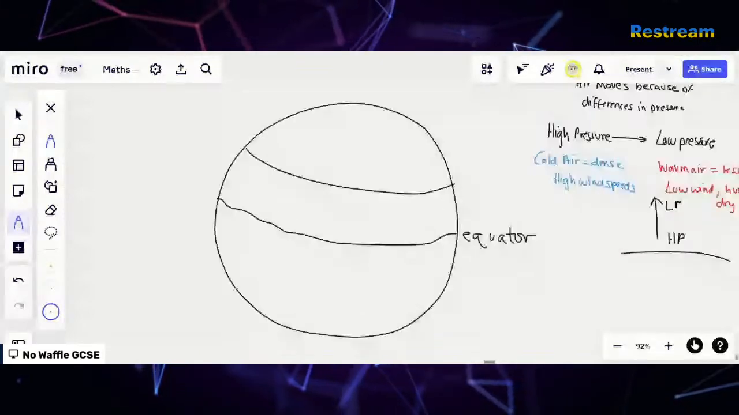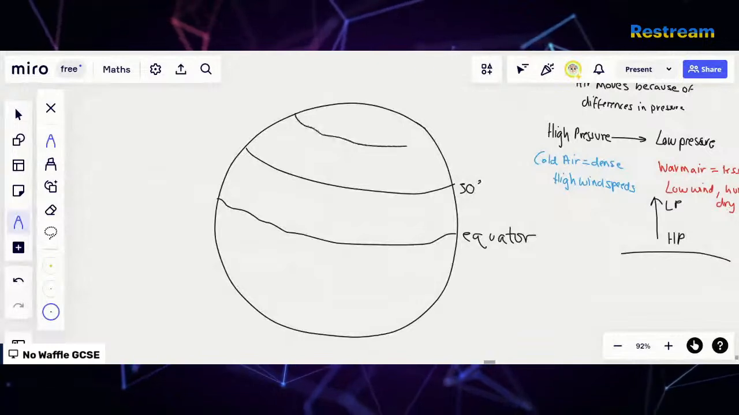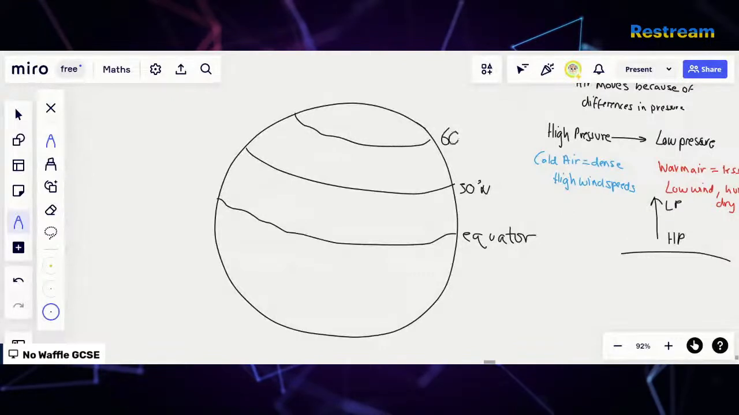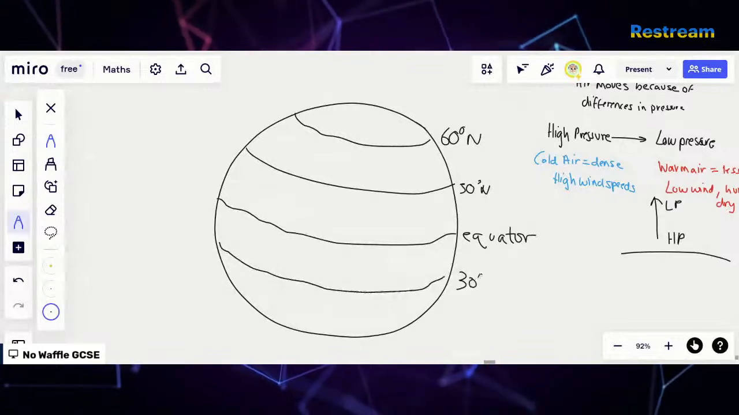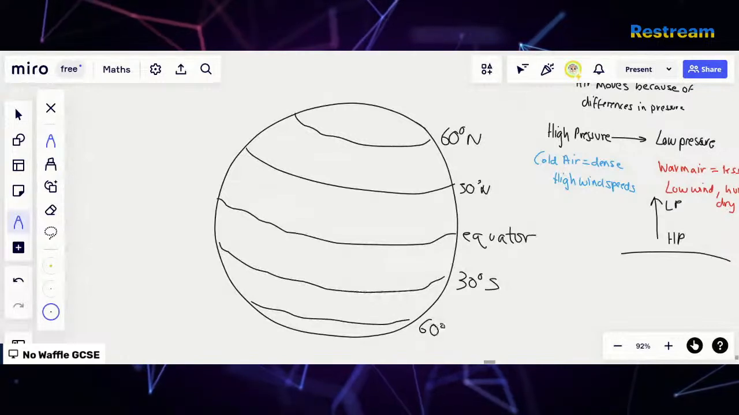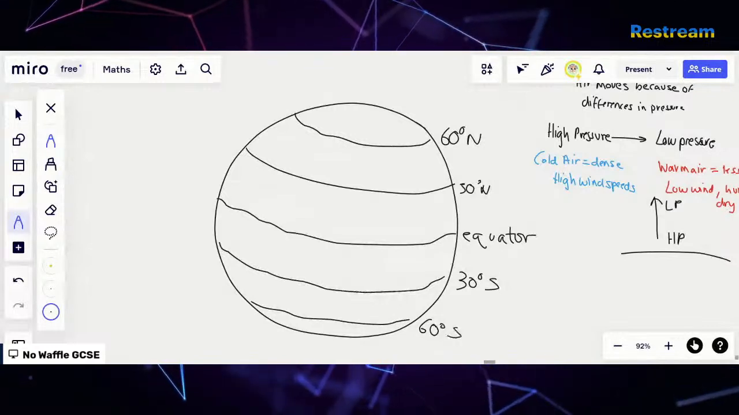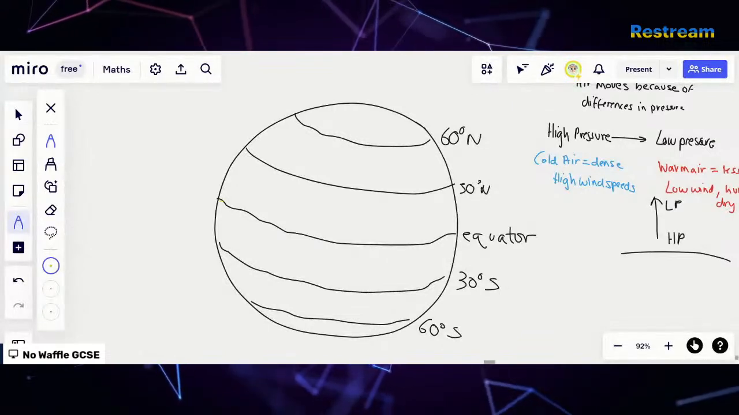So here, degrees. This is 30 degrees north of the equator. This is 60 degrees north of the equator. This is 30 degrees south of the equator, and this is 60 degrees south of the equator. You don't need to know these for the exam, just roughly so you can tell where the equator is and where the different parts are.